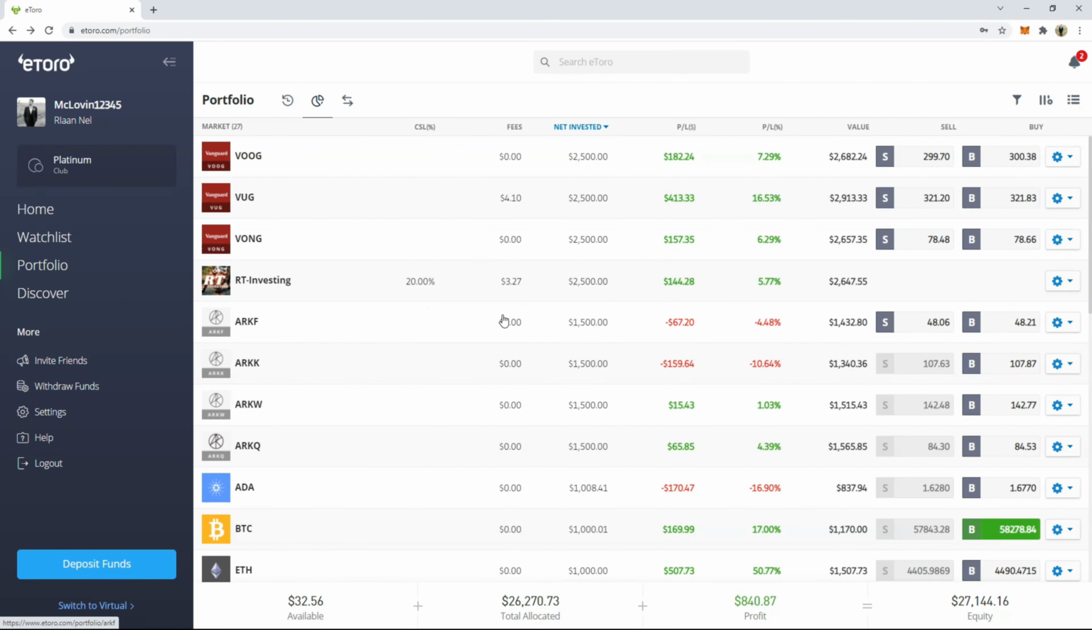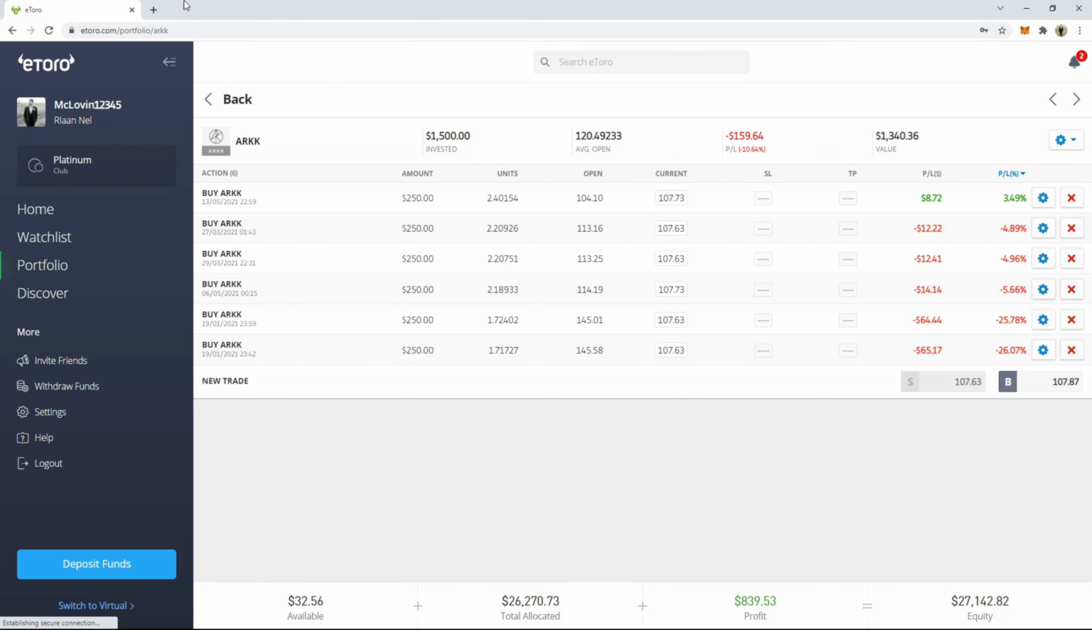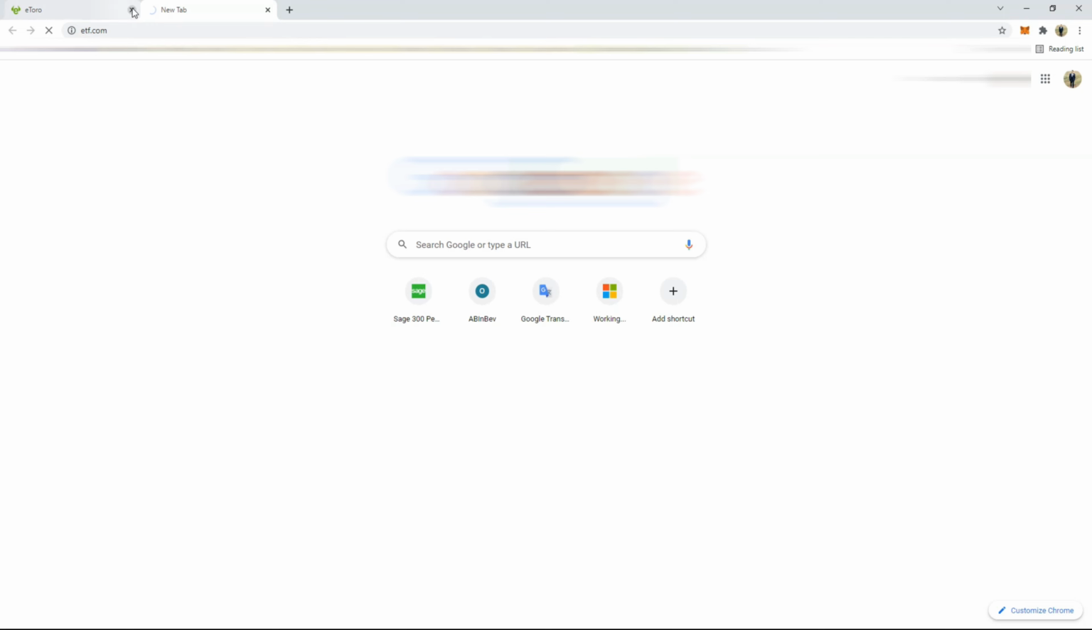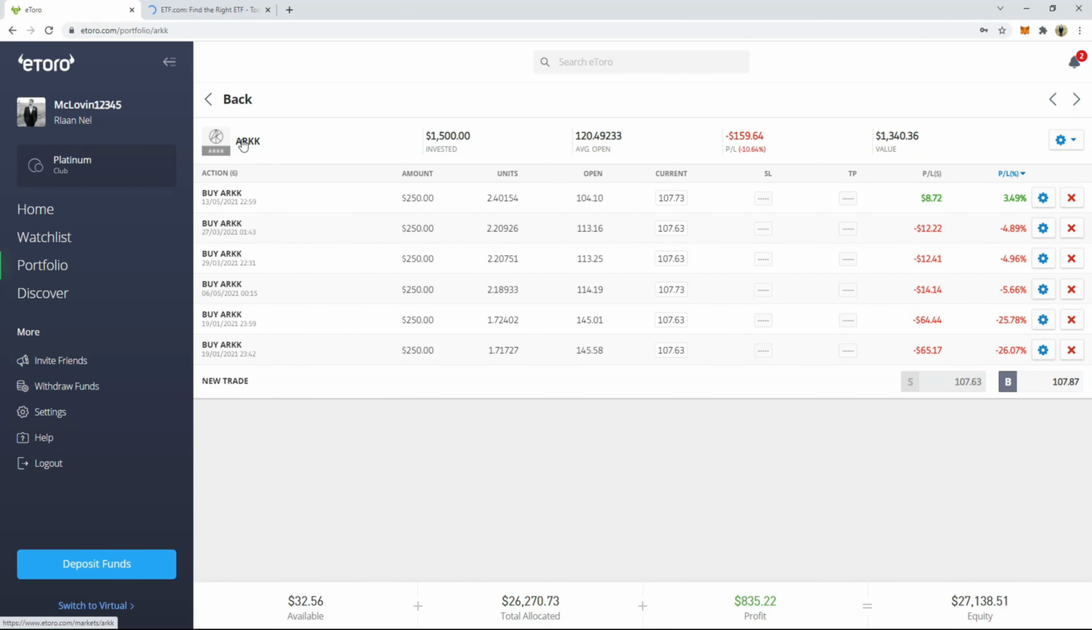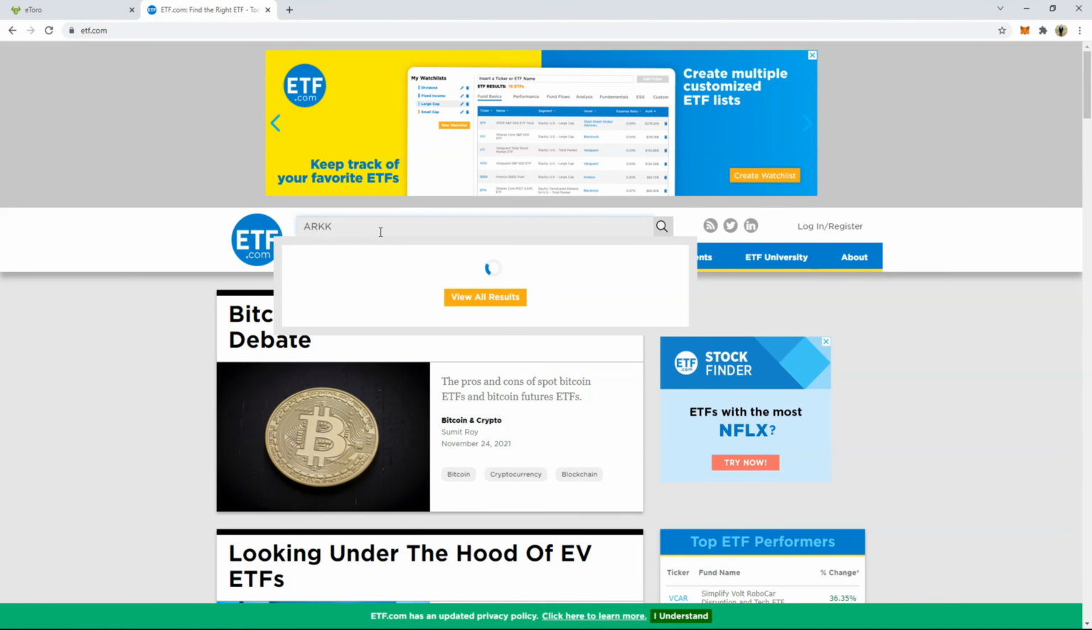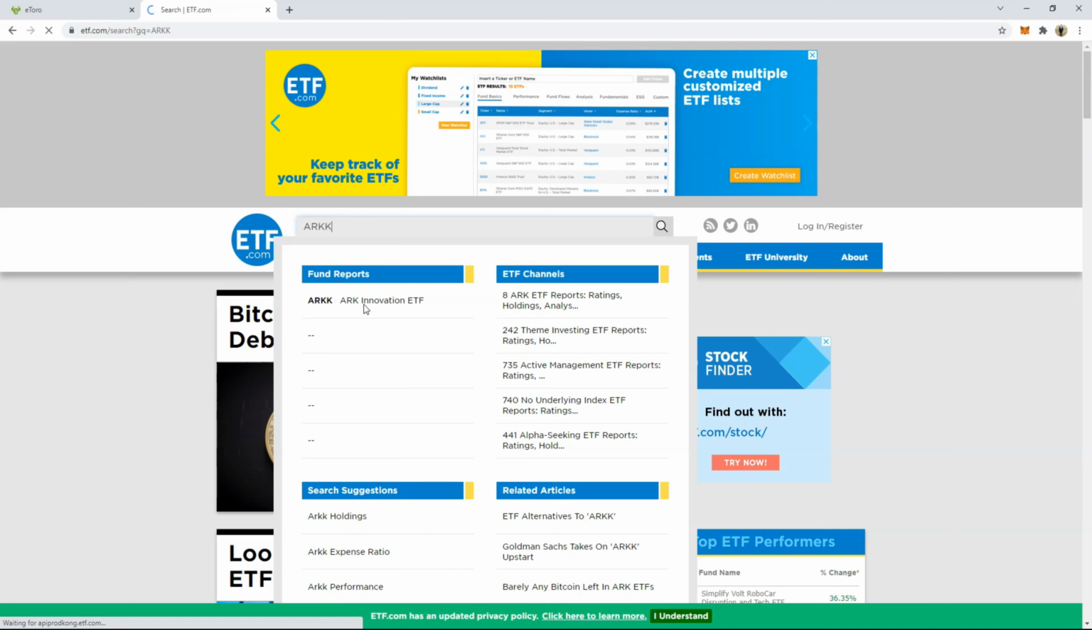Then I have ARK now. ARK has been hit quite substantially. The tech stocks are just taking a hammering right now, or the innovation stocks. Let's just go and look. So you can actually go and look at ETF.com, and we can actually go and just check. I know Tesla is a big factor here. I just want to see why ARK is taking a beating. This thing was literally green a few days ago. So let's just look at ARK, innovation ETF.